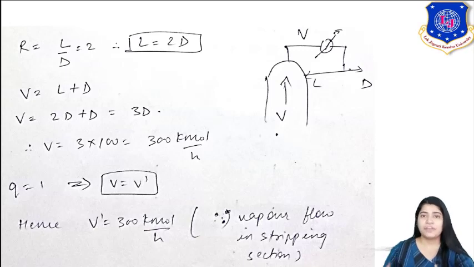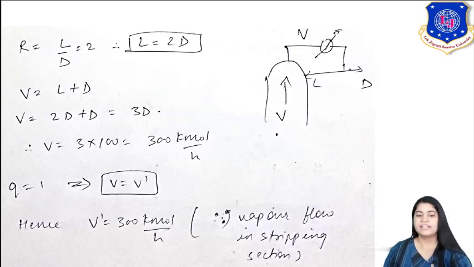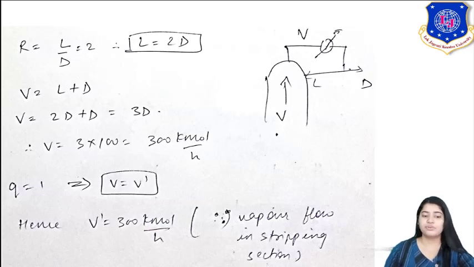Thus, your vapor flow in the enriching section is 300 kilomole per hour. Clear? Now, again recall, the feed condition is given here. That is saturated liquid. It means q equal to 1. That means V is equal to V bar. Therefore, the vapor flow rate in the stripping section would be the same as that in the enriching section. Hence, your final answer is V bar is equal to 300 kilomole per hour.